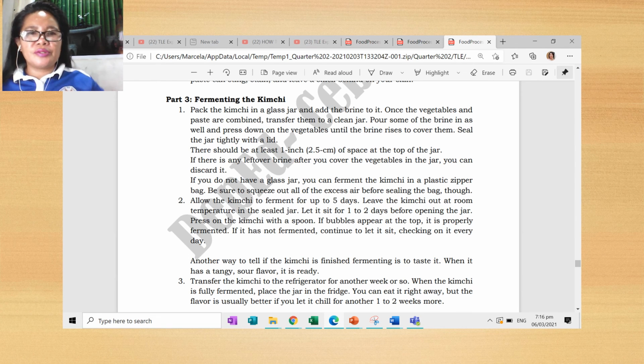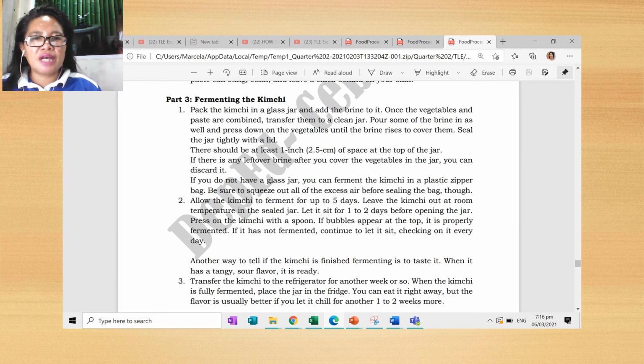Then you are going to seal the jar tightly with a lid. There should be at least 1 inch of space at the top of the jar. If there's any leftover brine after you cover the vegetables in the jar, you can discard it.